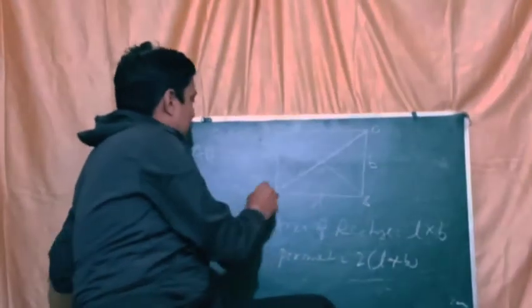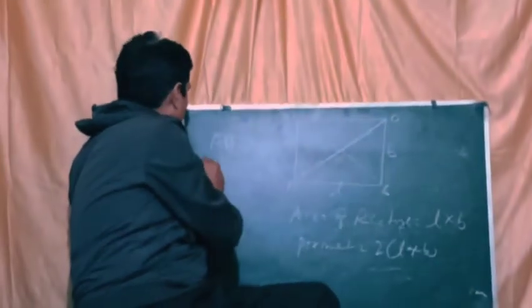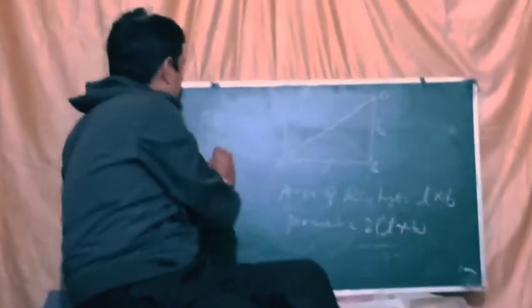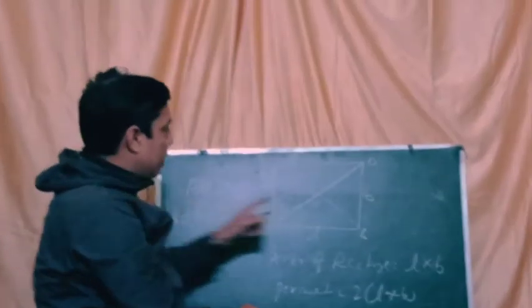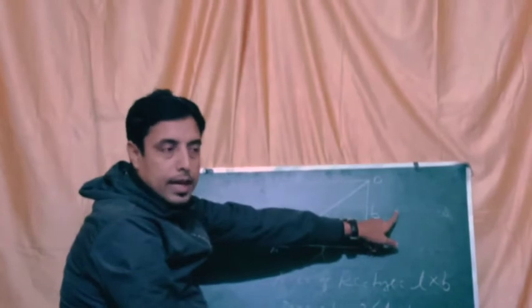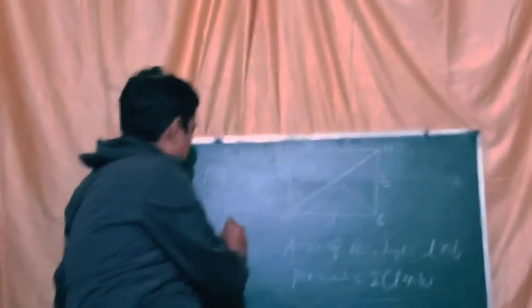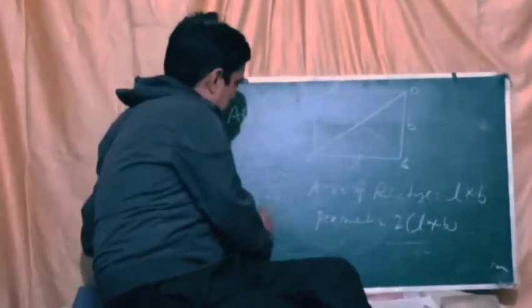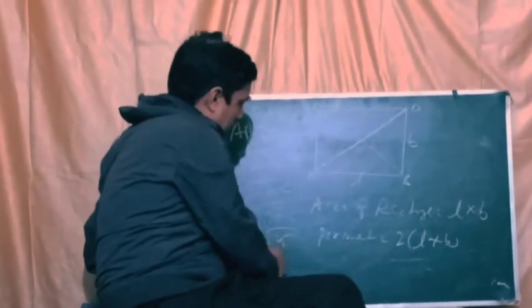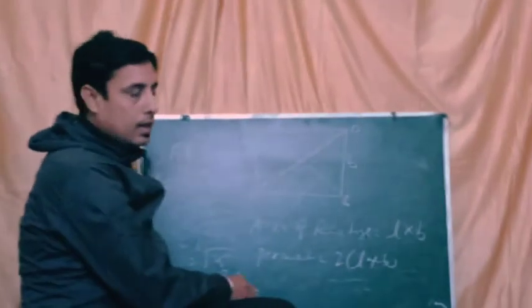So suppose you have to calculate the diagonal of this rectangle. If D is the diagonal, then the diagonal is equal to under root L square plus B square. So under root 3 square plus 4 square. 9 plus 16 is equal to 25. So how much is it? 5. Diagonal is 5 centimeter, right?